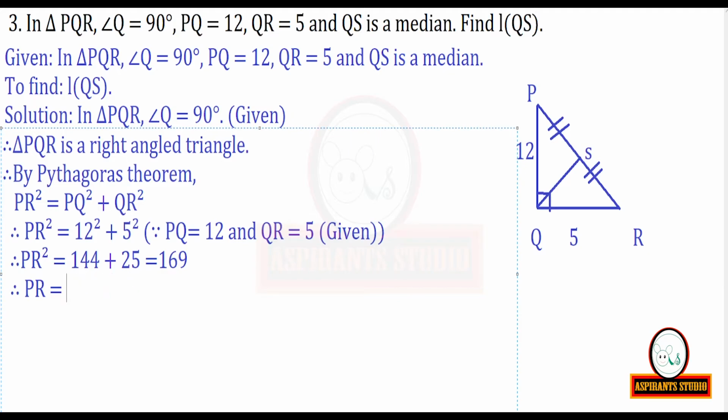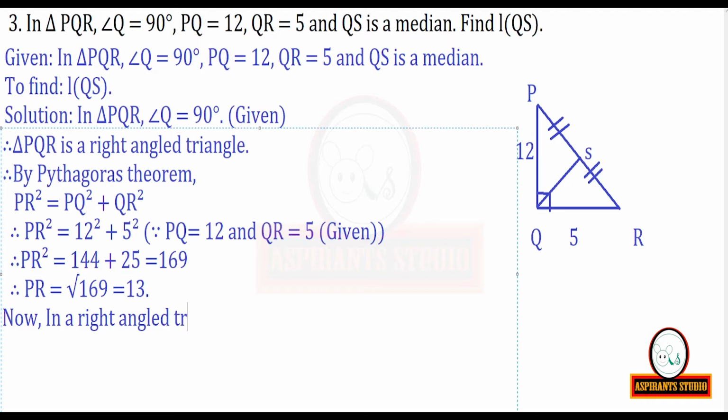When you are taking square root on both sides, on the left hand side you have PR square. Square root and square are opposite operations, so they will get cancelled and PR will remain. On the right hand side you have square root of 169, that is square root of 13 multiplied by 13, which is 13.